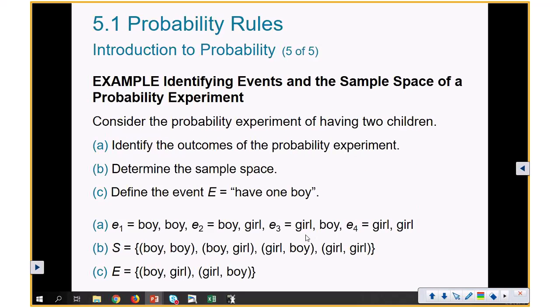There it is. Look, I didn't make this slide. Boy, boy, boy, girl, girl, boy, girl, girl. That's the sample space. And which ones have 1 boy, not at least 1 boy, exactly 1 boy? Well, that would be 2: boy, girl and girl, boy. Capiche?